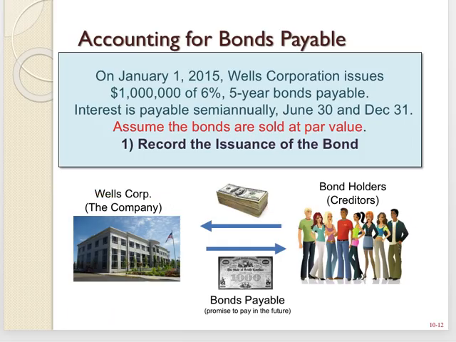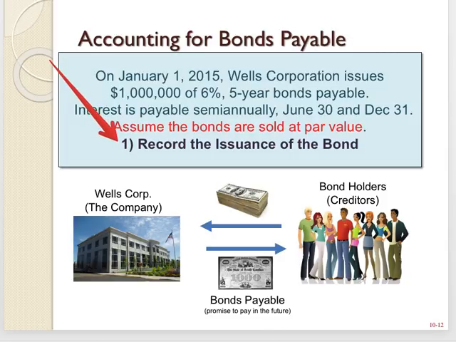If we start here at the issuance of the bond, it says on January 1st, 2015, Wells Corporation issues $1 million of 6% 5-year bonds payable. That means the total amount, if you add all the bonds together, comes out to $1 million. And remember, they're all in chunks of 1,000. It's 6% interest for a 5-year period of time. Interest is payable semi-annually on June 30th and December 31st. Assume the bonds are sold at par value. We'll talk more about this term in class, but for now that's all you need to know.